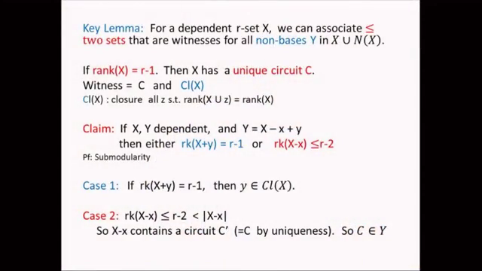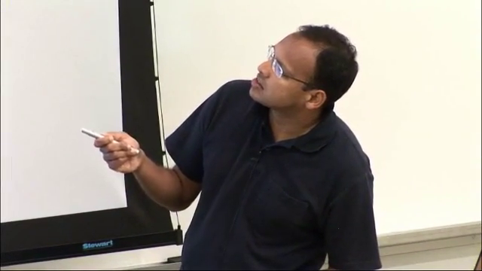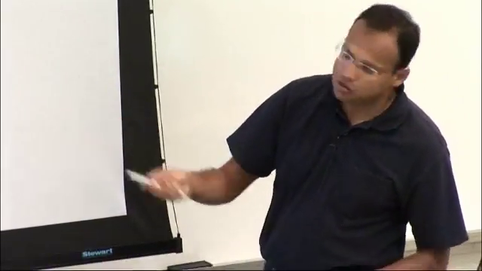The more interesting case is when your X has size R and rank R minus 1. In that case, recall the basic property that X will have a unique circuit, like in spanning trees, which may be the easiest example, where there is one unique cycle. And what I'll show in a second is that the witness we associate with this X is this unique cycle and what's called the closure of X. The closure of a set is what you get if you add all those extra elements which don't increase the rank of X. Okay, so why is this witness enough?